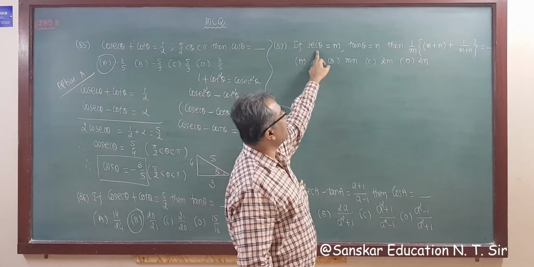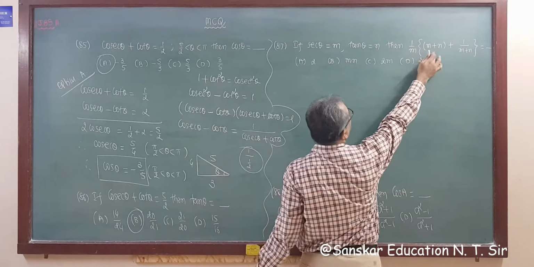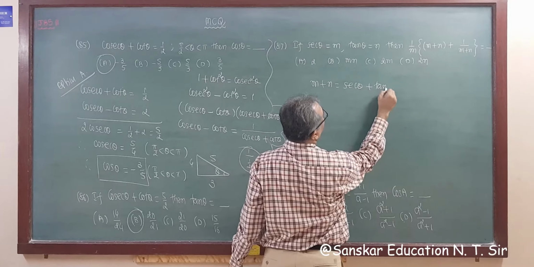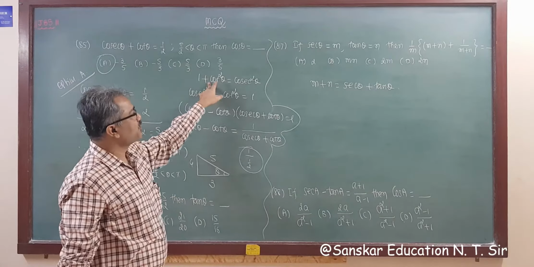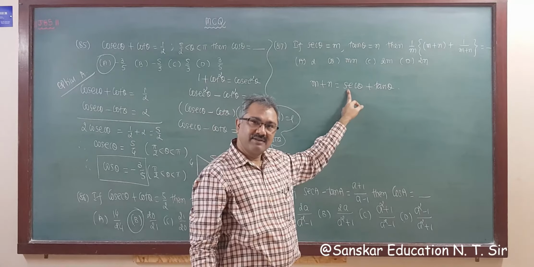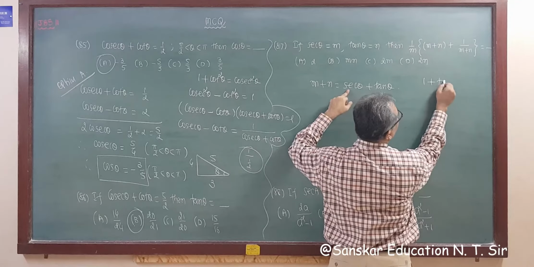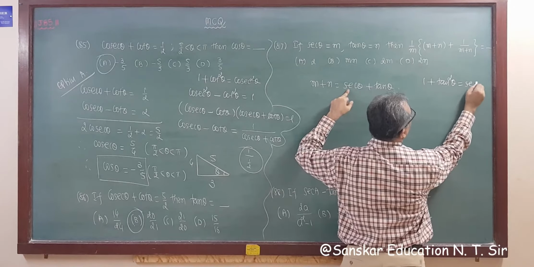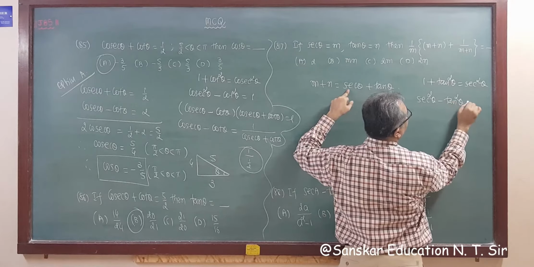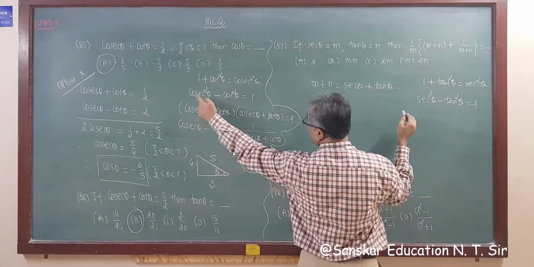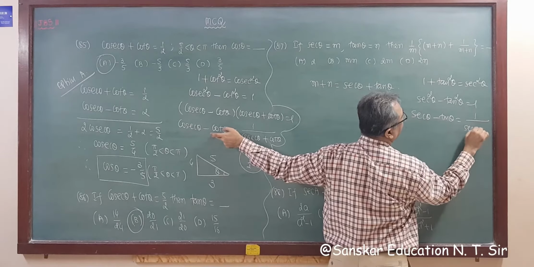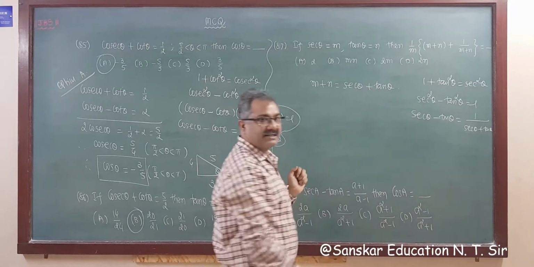But I am discussing with you. See, what is given? Sec is m, tan is n, right? So here we need m plus n, that is sec theta plus tan theta. Similarly you have a formula: 1 plus tan square theta is equal to sec square theta. So sec square theta minus tan square theta is equal to 1. That means sec theta minus tan theta is equal to 1 upon sec theta plus tan theta, right?